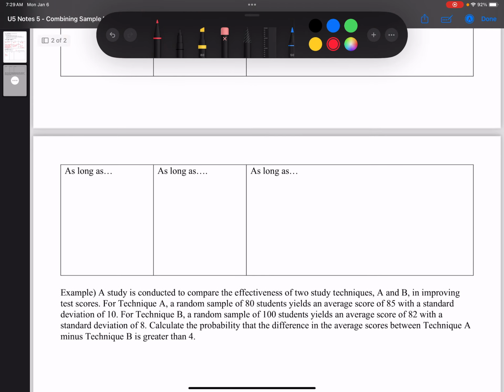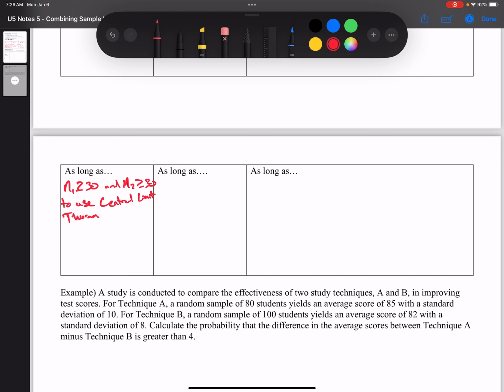Again, remember we have to check the conditions for both groups. So this means that the sample size of sample 1 needs to be greater than or equal to 30, and the sample size from sample 2 needs to be greater than or equal to 30. This is if we need to use the central limit theorem.